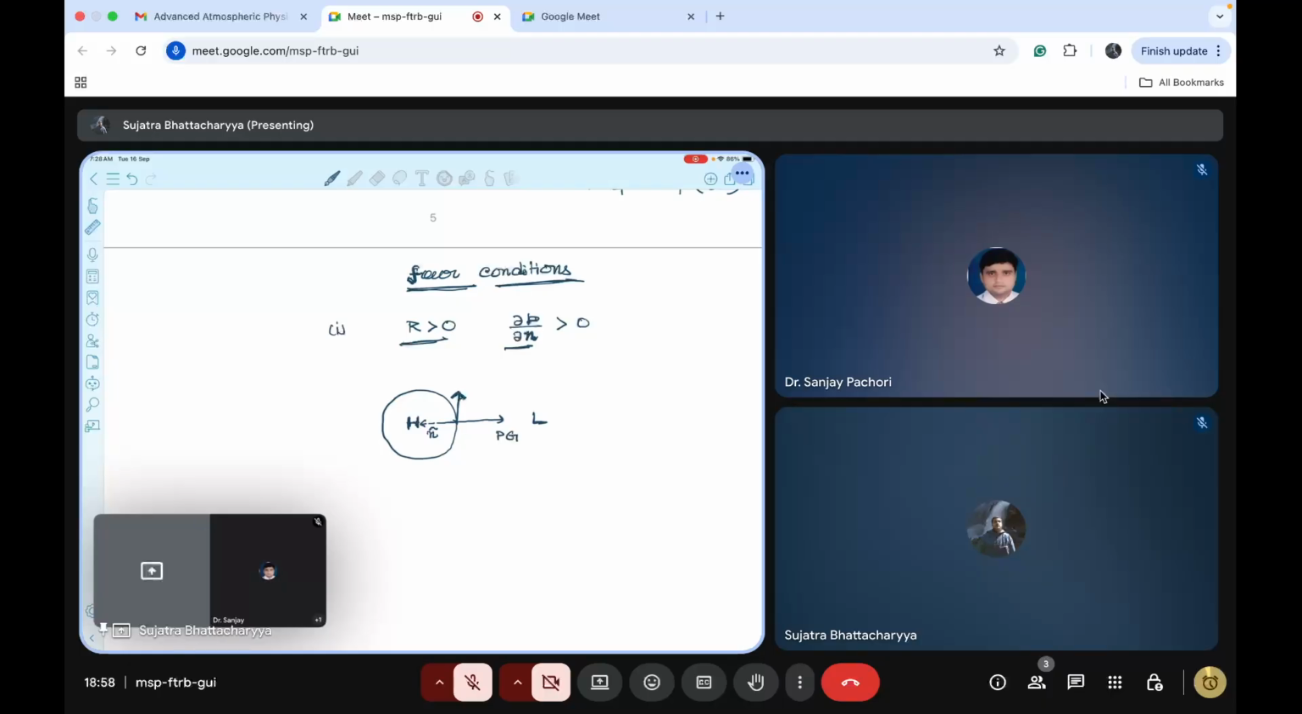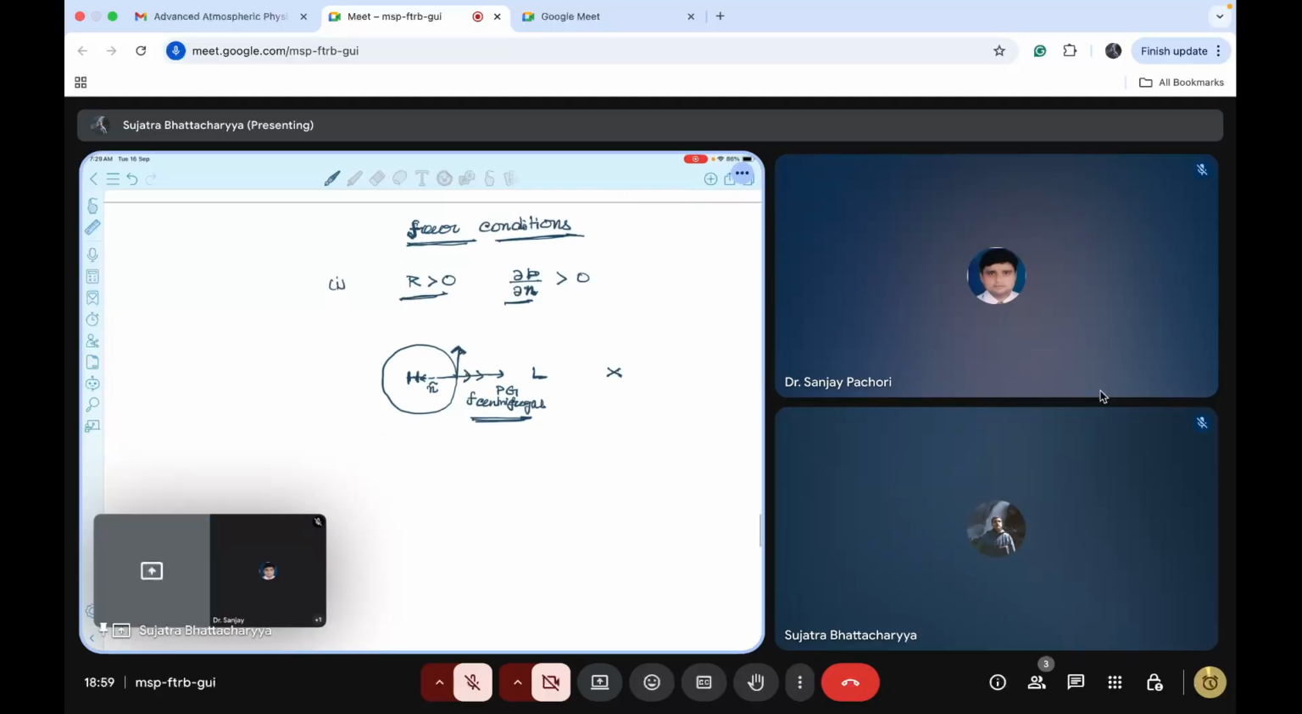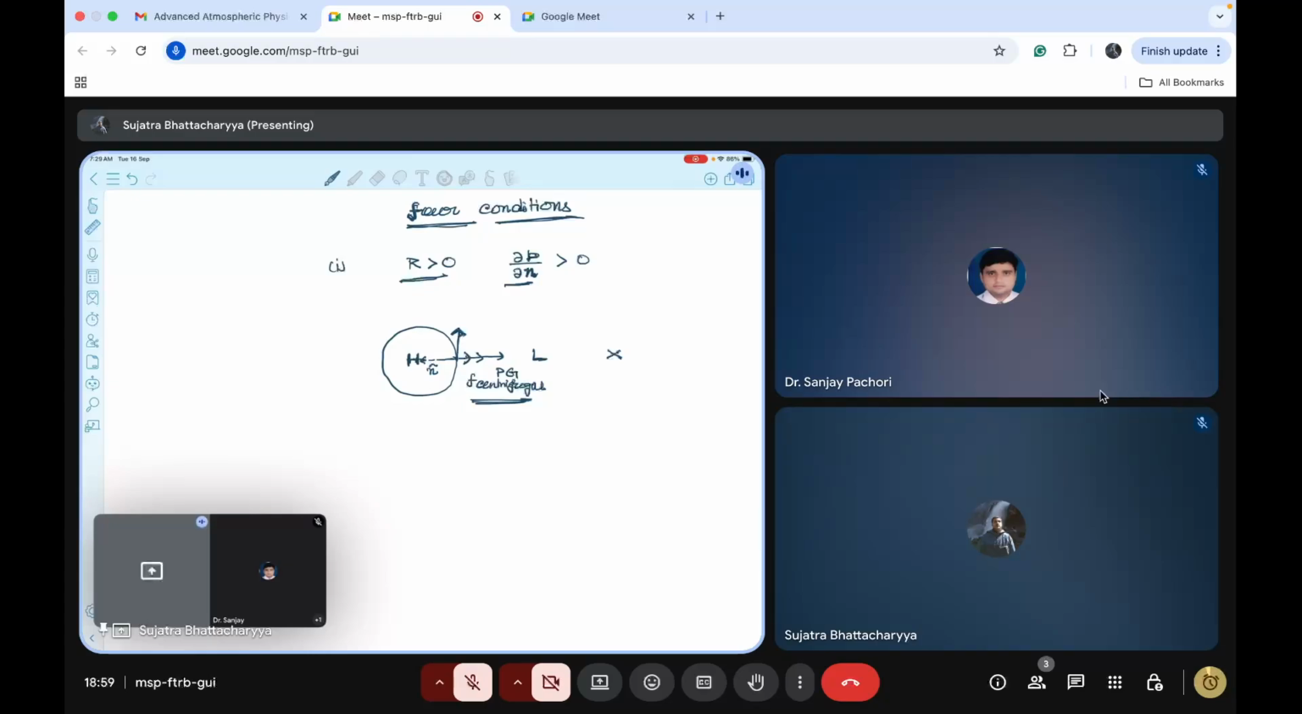And centrifugal force also in this direction; centrifugal force will always be from center to outside, right? And where is the Coriolis force? Again, the Coriolis force will be in this same direction. So all three are in the same direction. So in this case, there is some problem. So you cannot use this part. All three are going in the same direction.